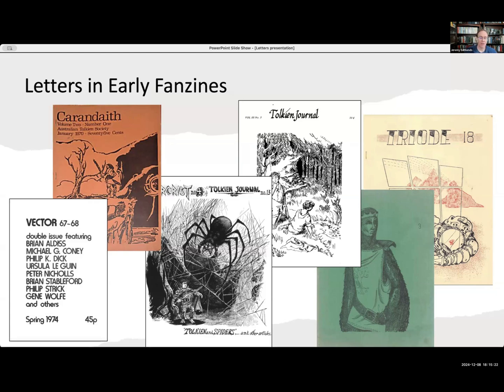Moving on to Karen Daith, which contained another letter where Joy Hill quoted from Tolkien. Again, an interesting little snippet. In Vector, we received... Gene Wolfe received a letter from Tolkien that was talking about the etymology of a particular word.